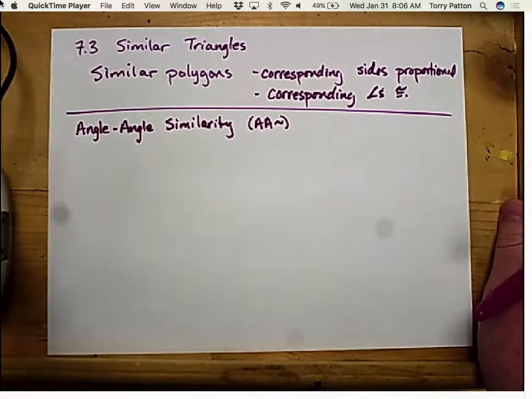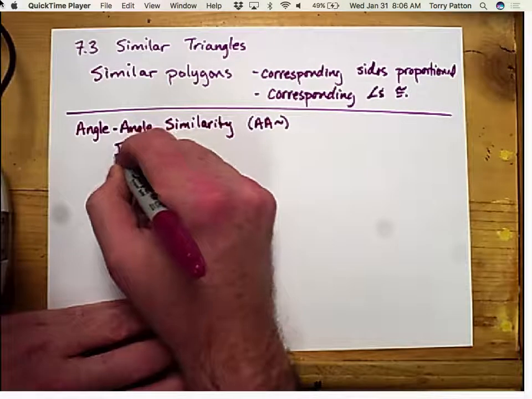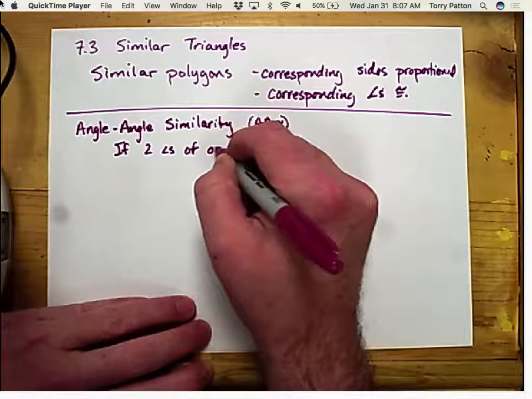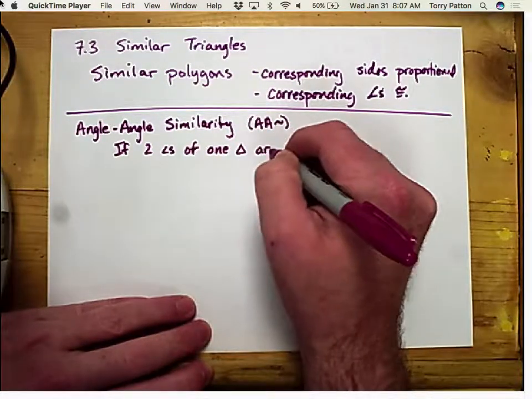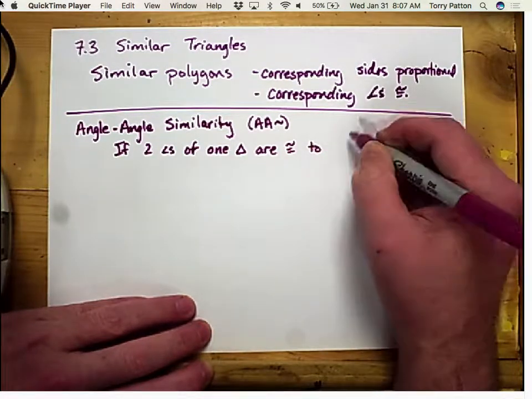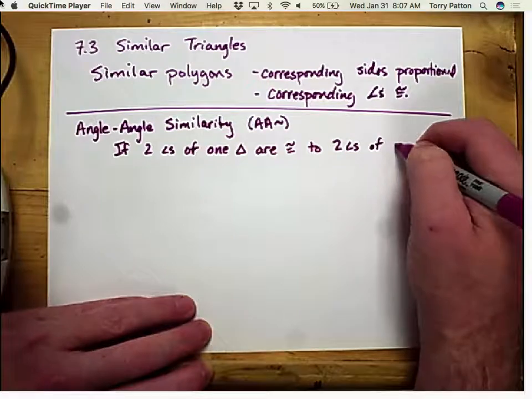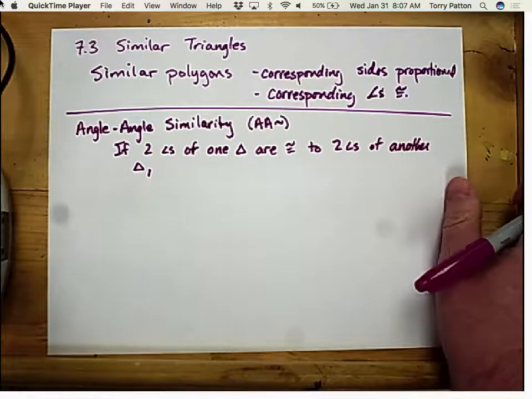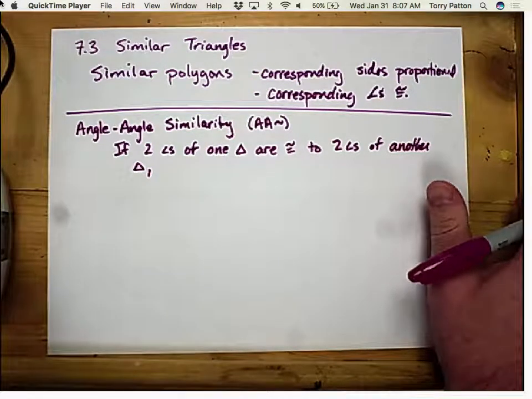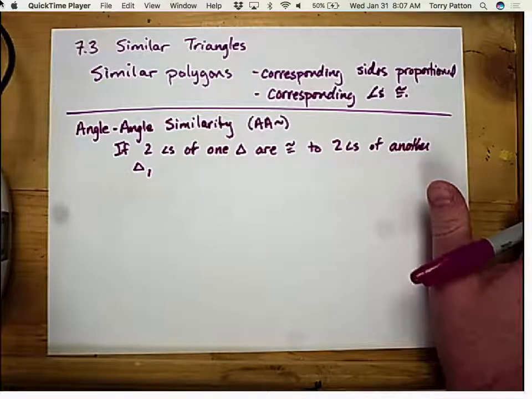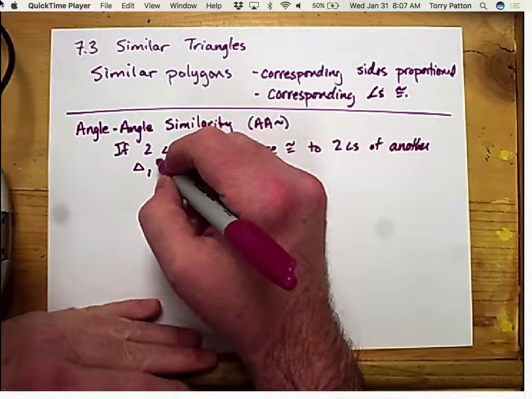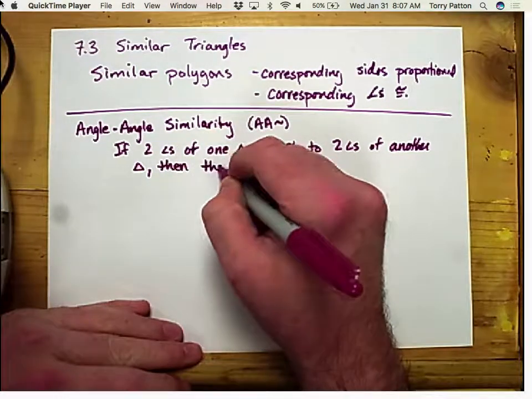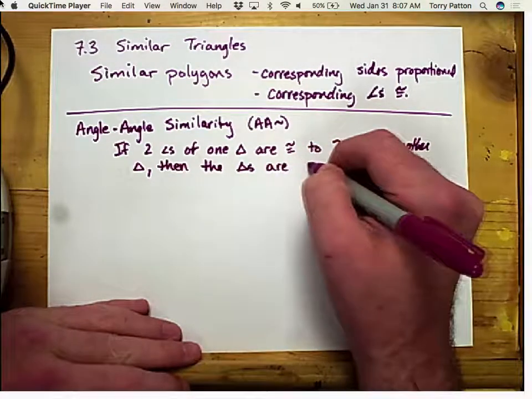Now what that says is if two angles of one triangle are congruent to two angles of another triangle. Now, what was our theorem before? If two angles of one triangle are congruent to two angles of another triangle, what? The third angles are congruent. Well, now we know if that's true, not only are the third angles congruent, then the triangles are similar.